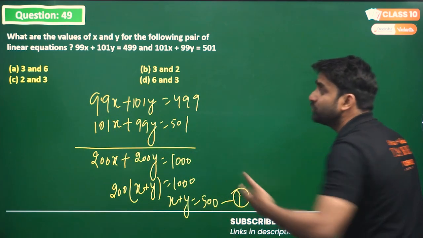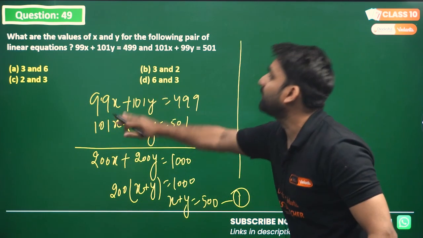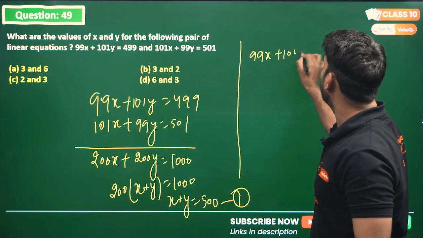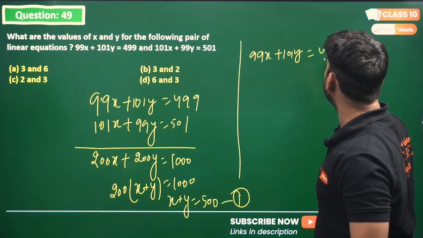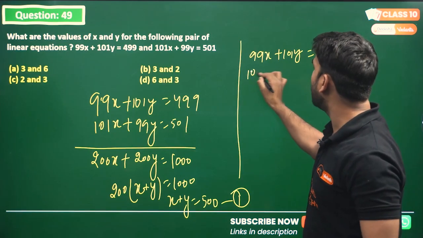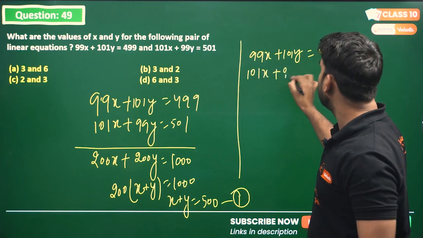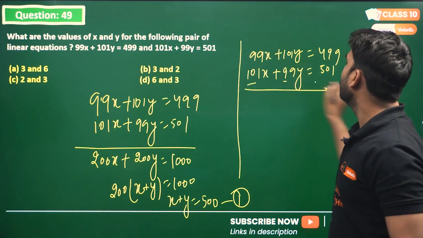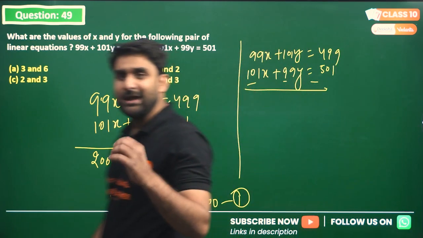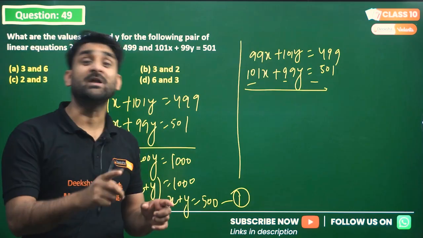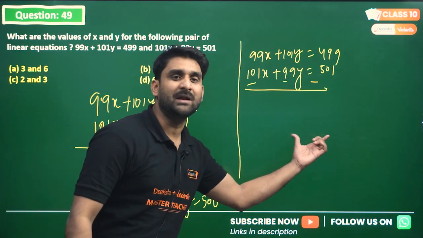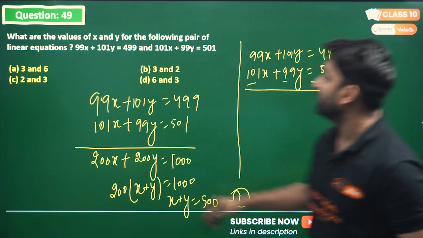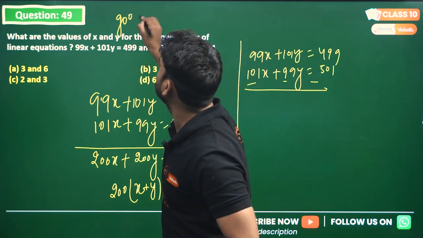Now in the second situation, we can subtract both the equations, right? So we subtract 99x plus 101y equals 499 and 101x plus 99y equals 501. By subtracting, you will get one more equation in the relation between x and y, and by solving that equation and this equation, you can get the result, my dear. So this is a logical question. I can say, this is a good question.